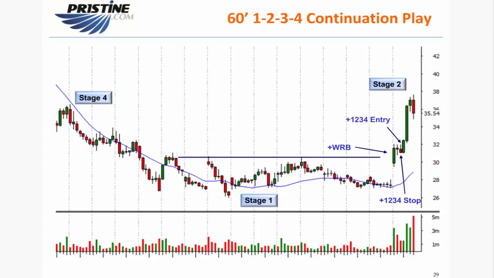Speaking of, here you have a 60-minute chart. Gaps up, wide range bar, clearing resistance. So stage one into transition A that should become a stage two. Now it takes a couple extra bars here, so there are times where you might get an extra bar of stabilization, in which case we might just call it a 1, 2, 3, 4 continuation play. Entry is still the same. You're going to buy it as it trades over the high of those candles.